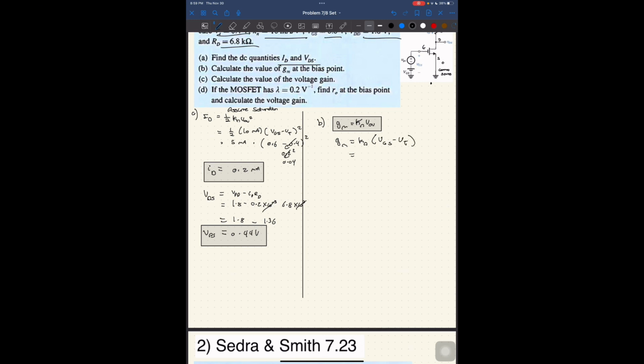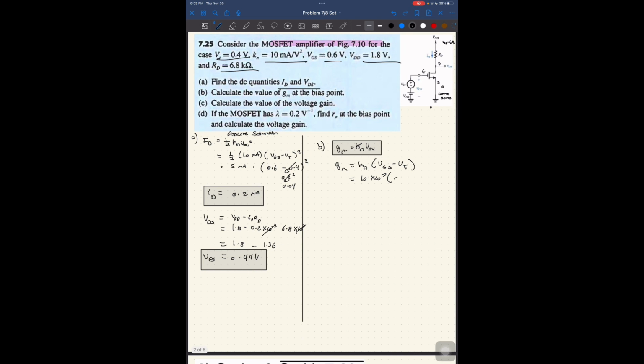And Kn, I am told what Kn is. I am told that Kn is 10 milliamps, or 10 times 10 to the negative 3. And VGS, I am told, is 0.6. And VT, I am told, is 0.4, which gives me 10 times 0.2, which gives me 2 times 10 to the negative 3. Right, so that's my gm, and it should be correct.